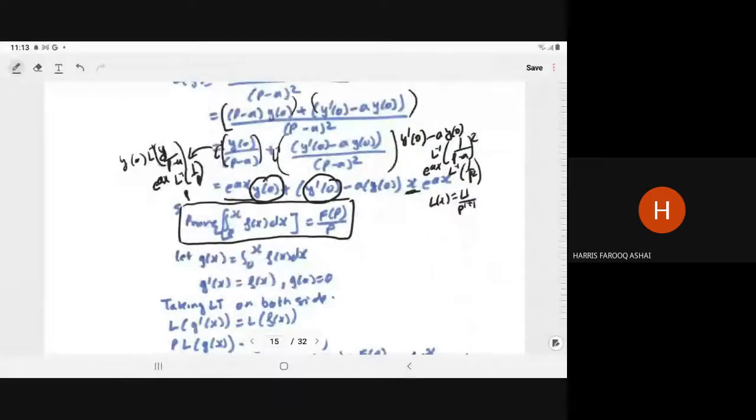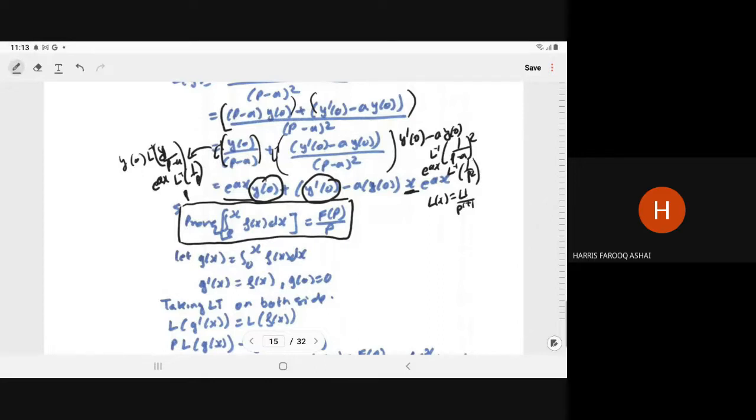So here we have another formula, means Laplace transform of the integral. Previously you have seen the Laplace transform of the derivative. Now Laplace transform of the integration. So Laplace transform of integral 0 to x f(x) dx is equal to F(p) upon p. So let us assume this integral we represent by g(x). Let g(x) is equal to integral 0 to x f(x) dx.